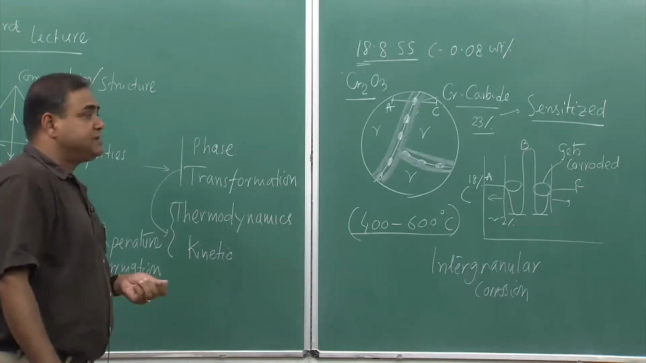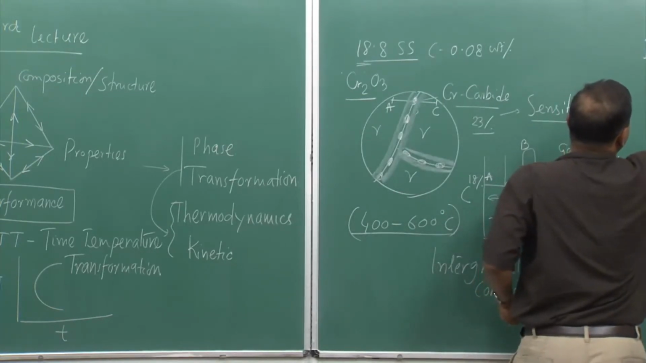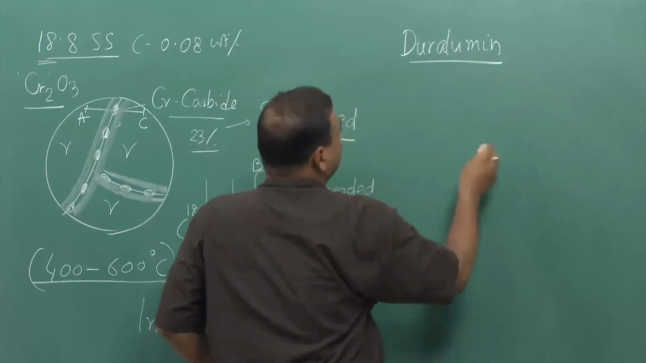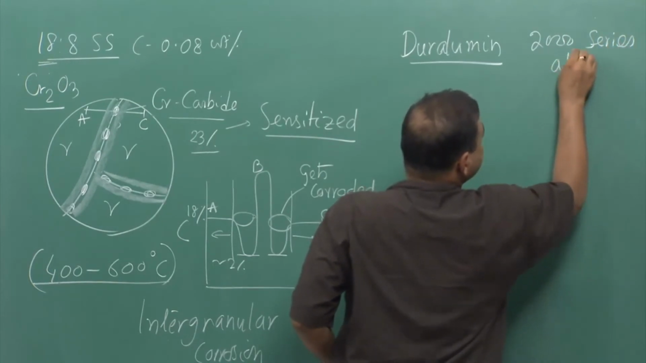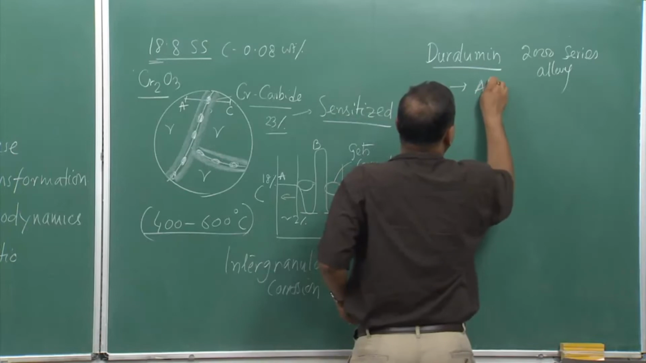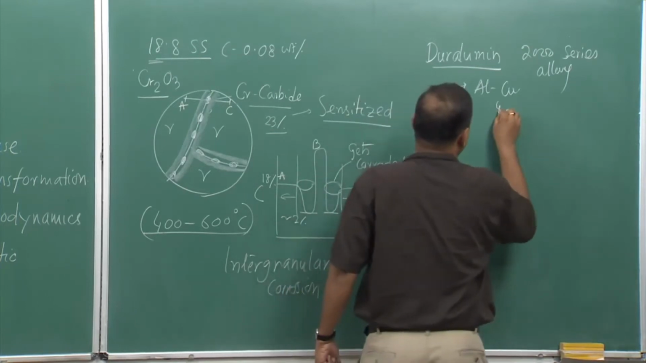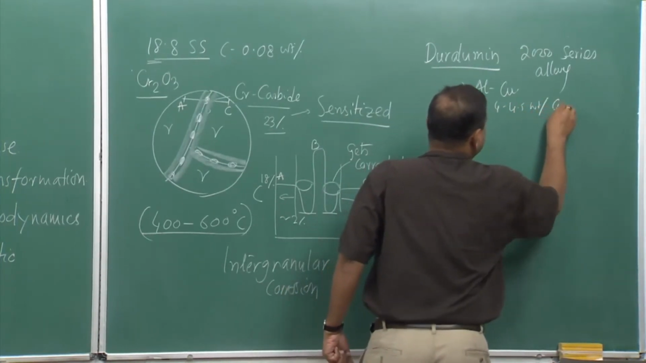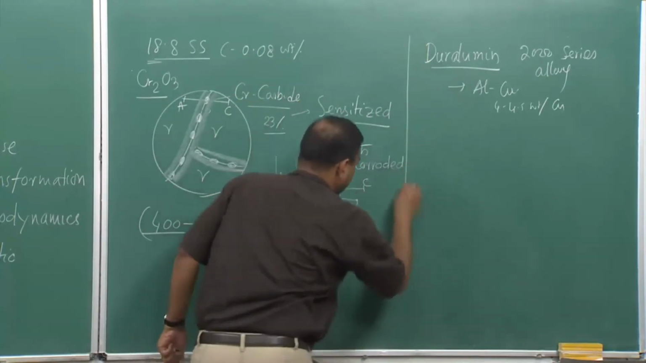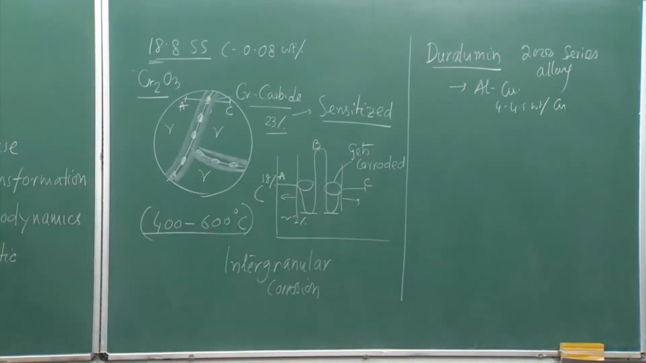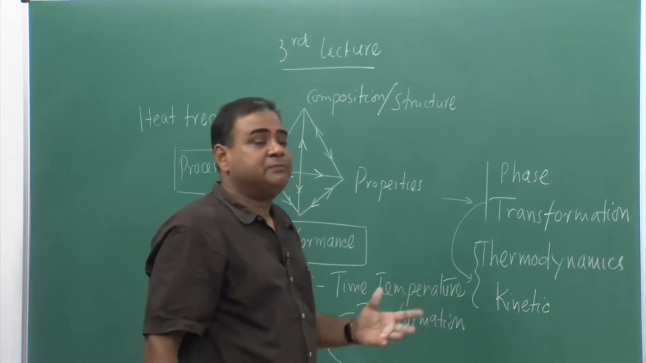This is one example. The next example is duralumin, which is a 2000 series alloy, and mainly an aluminum copper alloy. And the best example is around 4 to 4.5 weight% copper in this particular system. Now, let us talk about this alloy in order to complete our discussion that yes, heat treatment or processing can lead to change in the properties and performance.